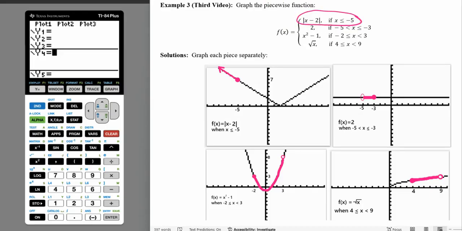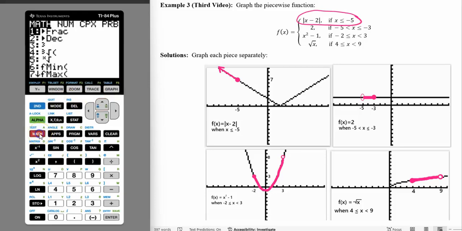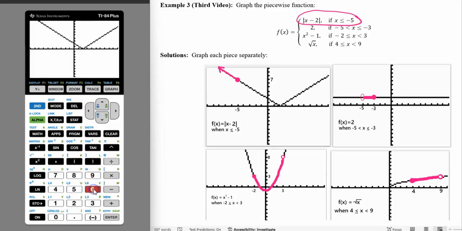So what I'm going to do with my graphing calculator is I'm going to put in the equation for the absolute value of x minus 2. So I need to press the math button, go over to NUM, and then ABS, and then put x minus 2 in there. And then I'm going to do zoom 6. And there's my graph of the absolute value of x minus 2.